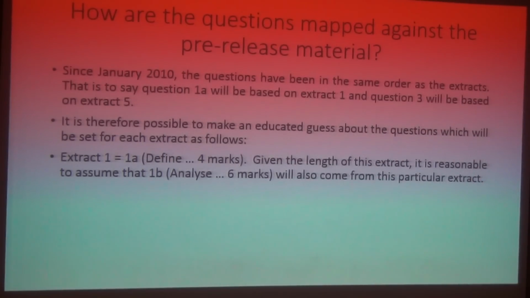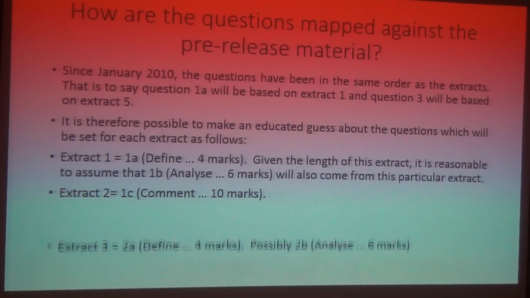Given the extract material that you have got, I would say that extract 1 will be a define question for 4 marks, but also given the length of the extract, it wouldn't be unreasonable to assume that you'll also get an analysis question, and that'll be worth 6 marks. Extract 2 will be your 1C, because of course we're saying that the questions tend to flow in the order of the extracts, and that'll be worth 10 marks.